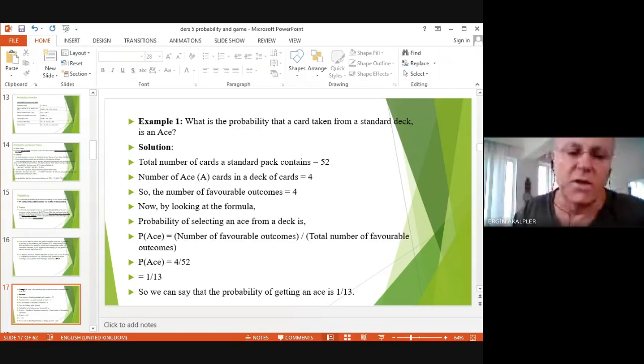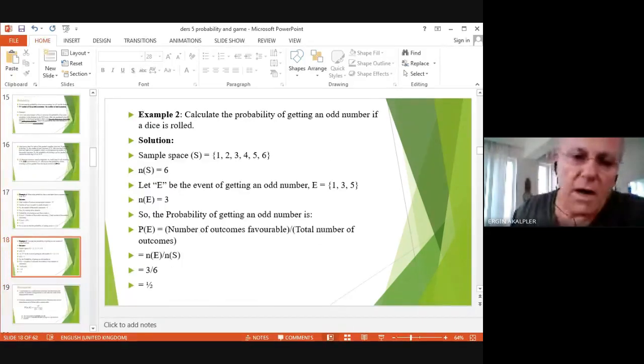And 4 over 52 will of course simplify to 1 over 13, and this will give you 0.07 or so, which is a very low proportion.